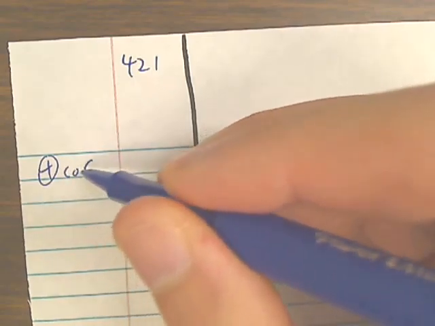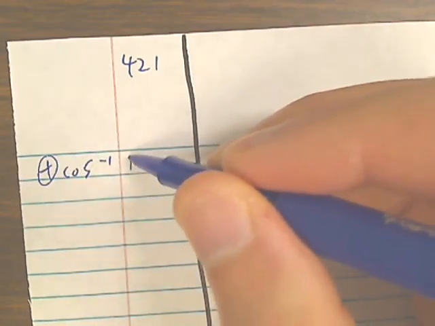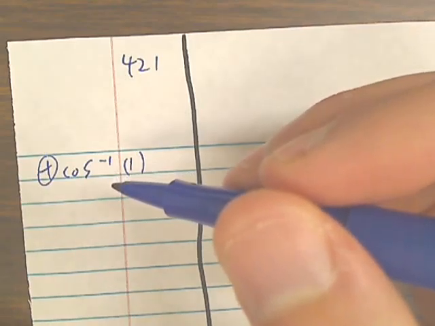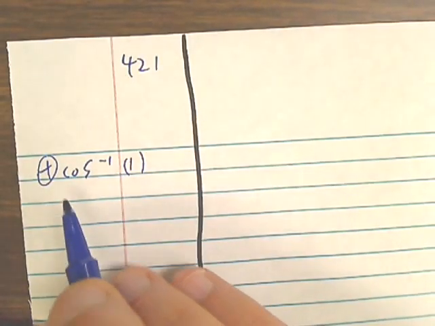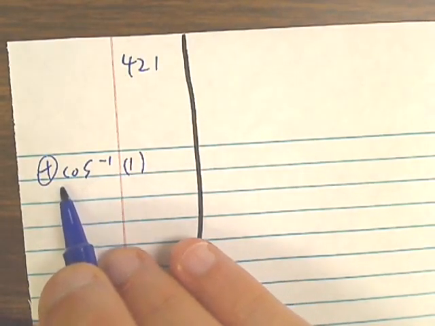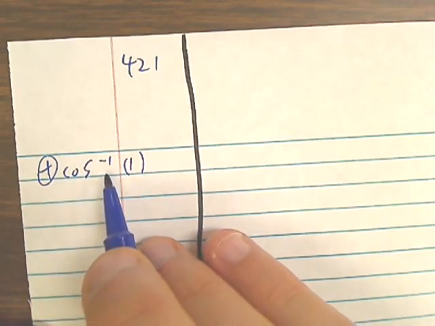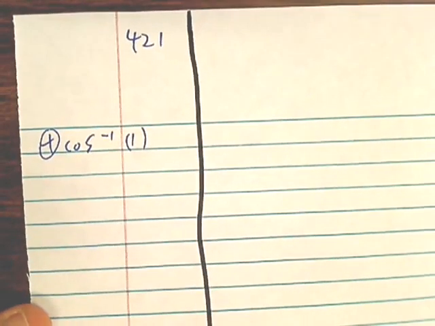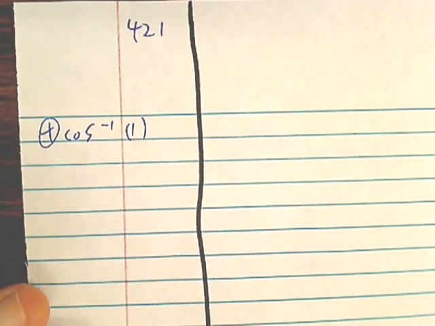Inverse cosine of 1. And you'll see some of these written differently. Sometimes they use the word arc cosine, A-R-C. I'll put that in front of it instead of writing it that way, and that's perfectly fine. So just note that when you see the arc, that's what it means. Go ahead, try that out.